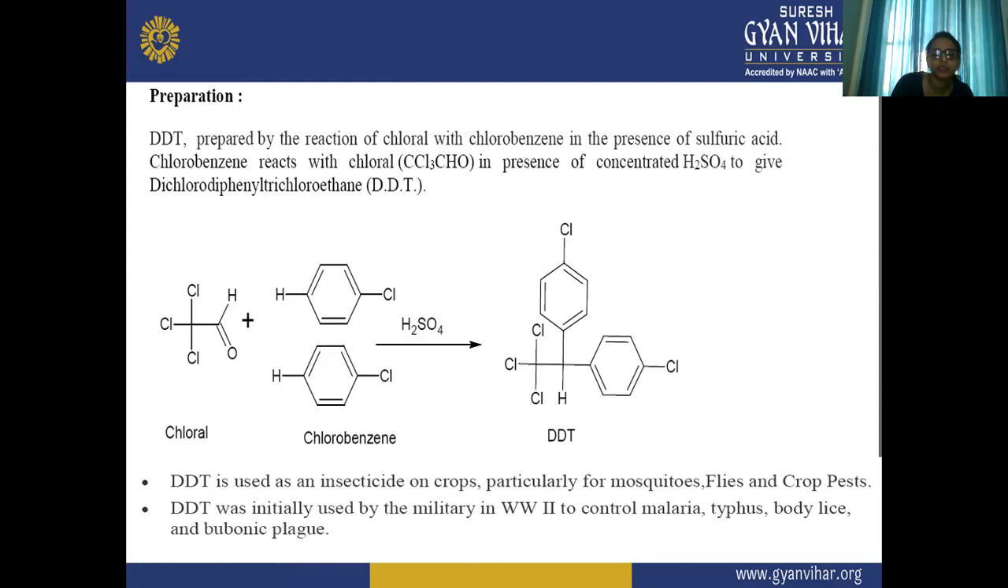DDT was initially used by the military in World War II to control malaria, typhus, body lice, and bubonic plague. So DDT was used at the time of World War II so that they could control malaria, typhus, body lice, and bubonic plague.